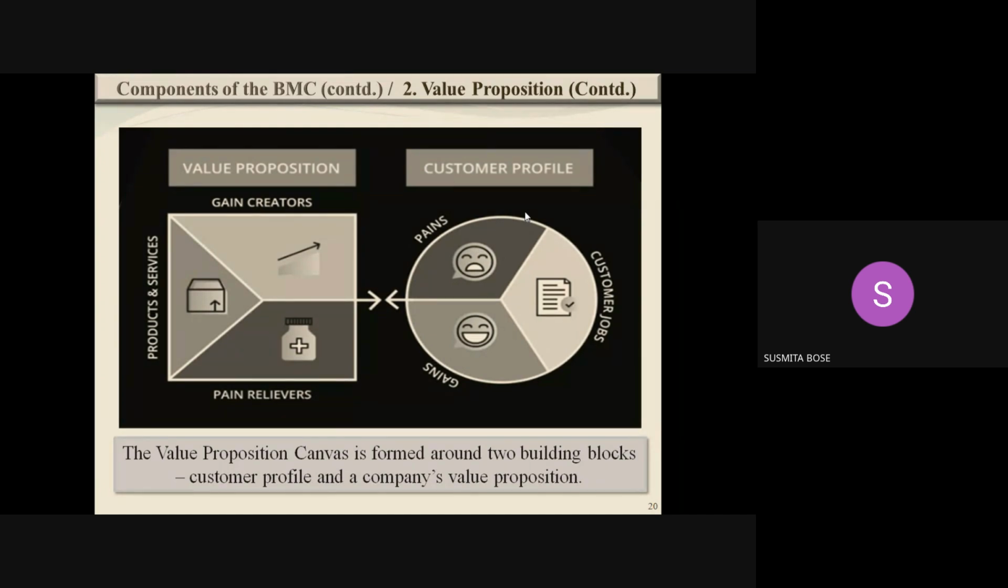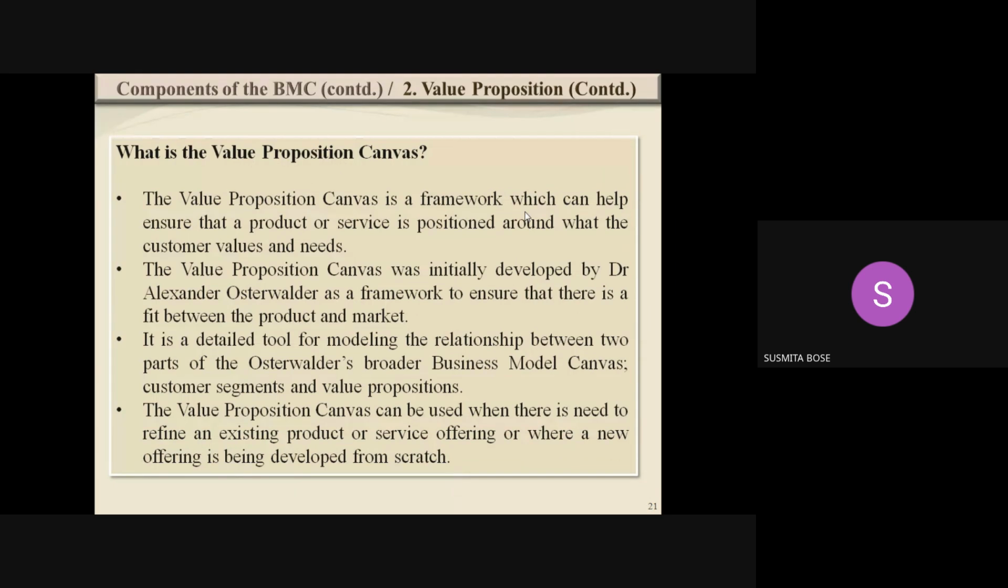This value proposition canvas is formed around two building blocks. Customer. Okay, so this value proposition canvas is a framework which can help ensure that a product or service is positioned around what the customer values and needs. It was initially developed by Dr. Alexander Osterwalder as a framework to ensure that there is a fit between the product and the market.